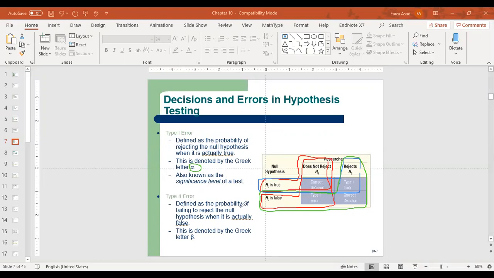Type 2 error is defined as the probability of failing to reject the null hypothesis when it is actually false. So we accept the false information, which lies in the type 2 error, and this is denoted by the Greek letter beta. Type 1 error can be incorporated in the testing procedure. On the other hand, type 2 error cannot. We will see at the end of this chapter how we can compute where type 2 error occurs. So let's move on to the next slide.